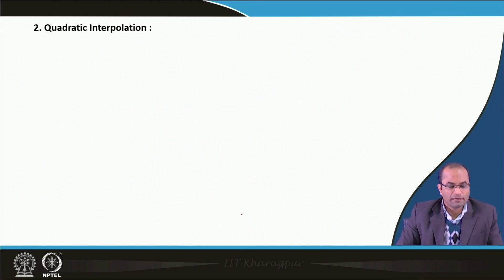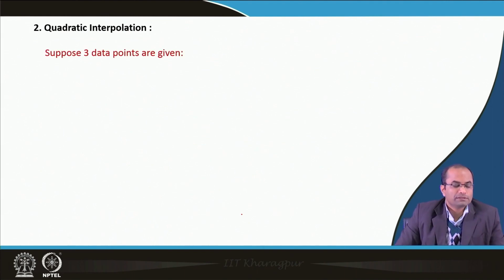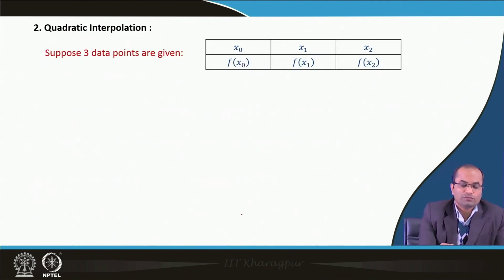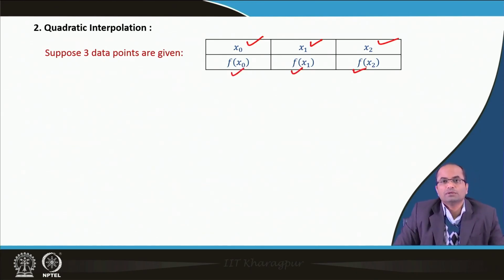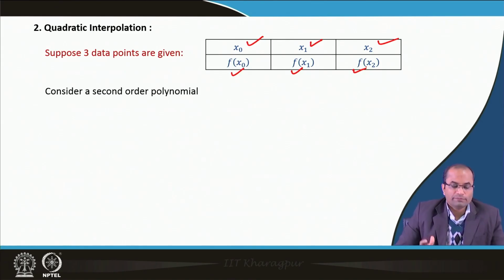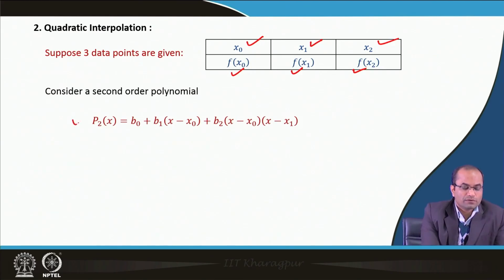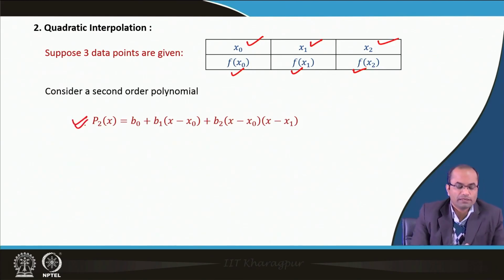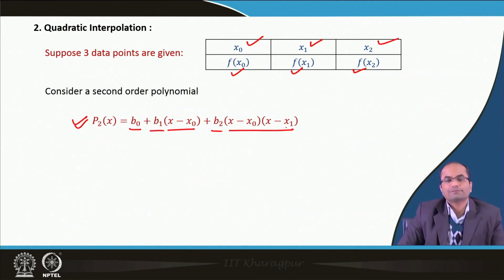Now, going further to have a more general formula, let us first derive the quadratic interpolation. Suppose now there are 3 data points, instead of 2. We have x naught, x 1, x 2, and their values f x naught, f x 1 and f x 2 are given. To fit these 3 points by a polynomial, we have to consider a second order polynomial, because 3 points are given. We consider a second order polynomial again in the same format: a constant term b naught, b 1 with x minus x naught, and b 2, the second order term, with x minus x naught and x minus x 1.